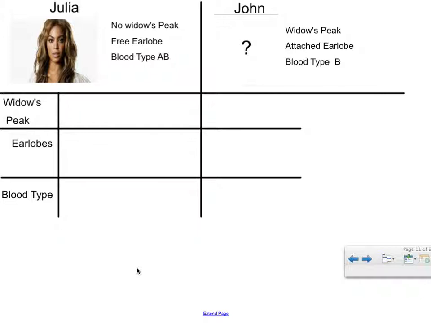All right. So what is the genotype for John's earlobes? They're attached. Recessive, recessive. All right, his blood type is B.